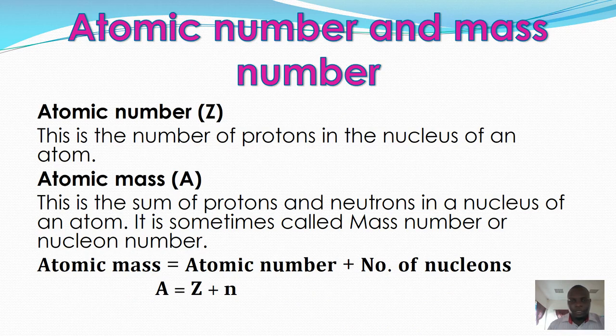Now we have some difference between the atomic number and mass number. Atomic number is the number of protons in the nucleus of an atom. We represent it with the symbol Z, and mass number is the sum of protons and neutrons in the nucleus of an atom. We can obtain the mass number by adding the atomic number plus the neutron number.